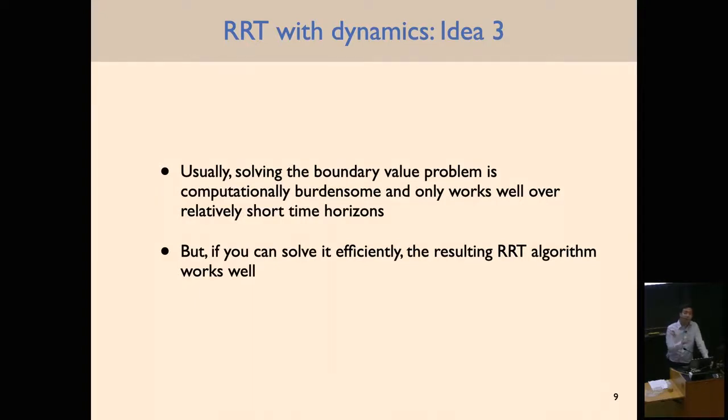So if you can combine the structure of the RRT algorithm with this trajectory optimization step that's responsible just for local extensions of the tree, then that tends to work pretty well in practice. All right, I guess, questions on this?